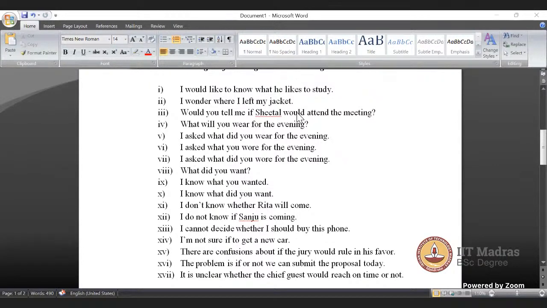Is that understood, guys? So we have looked at two conditions of not using if, right? If cannot be used if your clause is non-finite, that is without a tense, and you cannot use if also if the clause is preceded by a preposition, right? In both the cases, if is ruled out, you'll have to use whether, right?